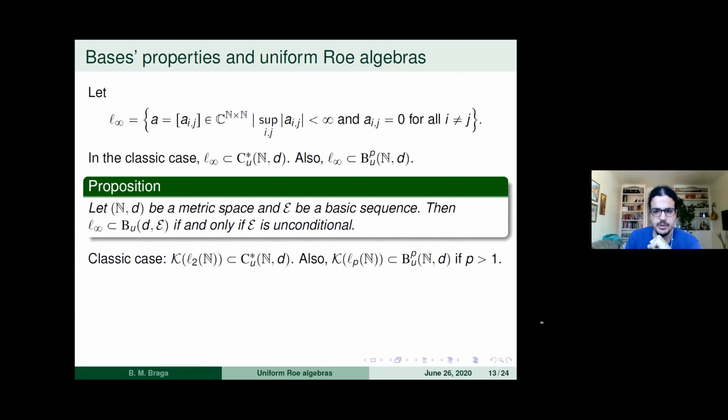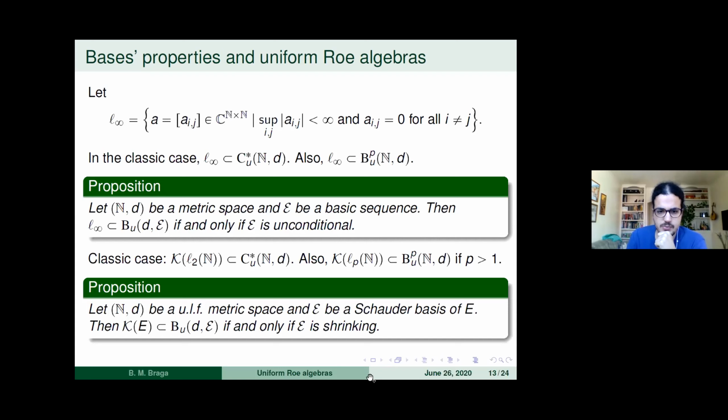Now, the other property we have here of containment of compacts, and this happens as well if p is bigger than one in the semi-classic case. So pretty much the example I gave to show that if p equals one, this wouldn't be the case is the only thing that can happen. Because what we have is that the uniform Roe algebra will contain the compacts if and only if the basis is shrinking.